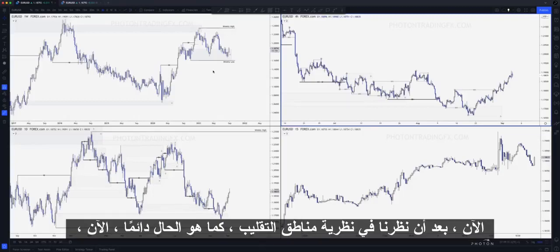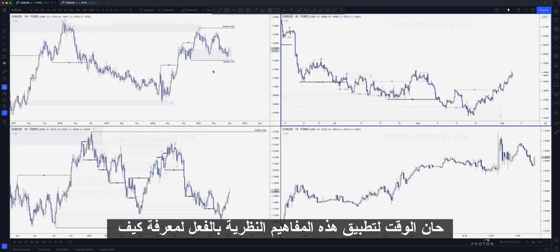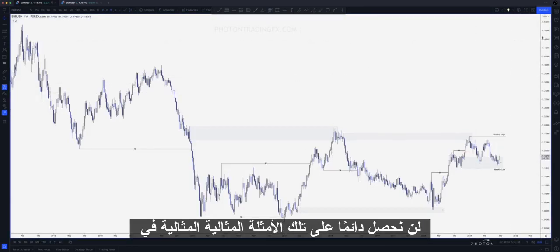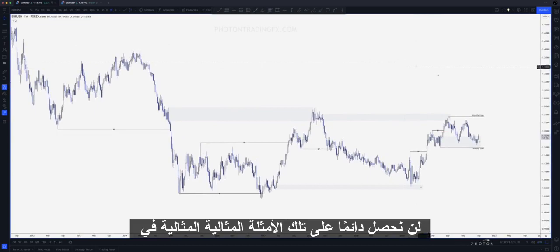Right, so now that we've looked at the theory of flip zones, as always, it's time to actually apply those theoretical concepts to see how they play out in reality. Because of course, we're not always going to get those nice, perfect, utopian examples in the market.